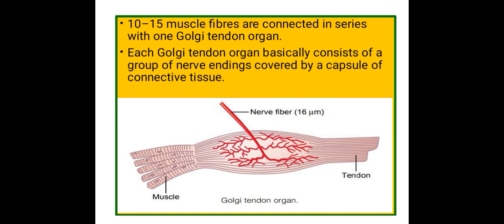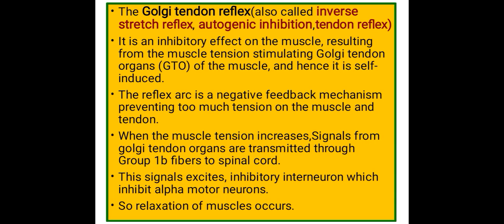Each Golgi tendon organ basically consists of a group of nerve endings covered by a capsule of connective tissue. Muscle, Golgi tendon organ, nerve fiber, tendon. The Golgi tendon reflex, also called the inverse stretch reflex, autogenic inhibition, or tendon reflex, is an inhibitory effect on the muscle resulting from the muscle tension stimulating Golgi tendon organs of the muscle, and hence it is self-induced. The reflex arc is a negative feedback mechanism preventing too much tension on the muscle and tendon.